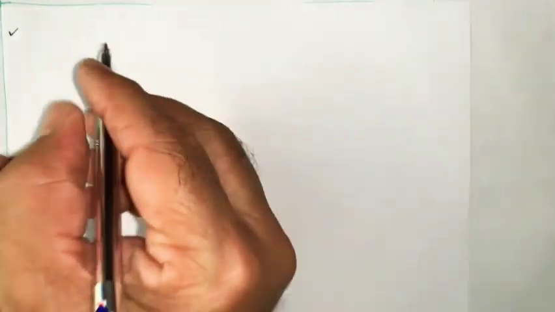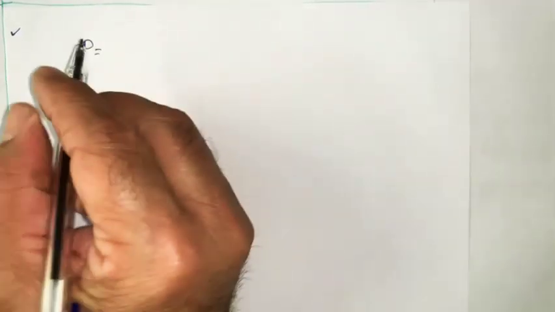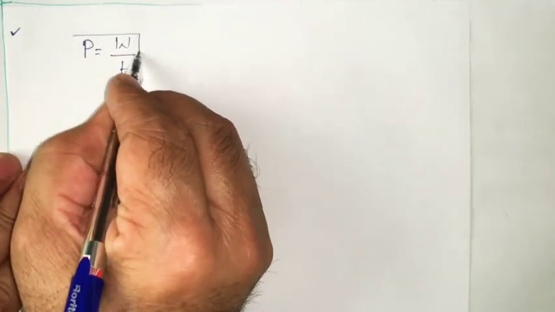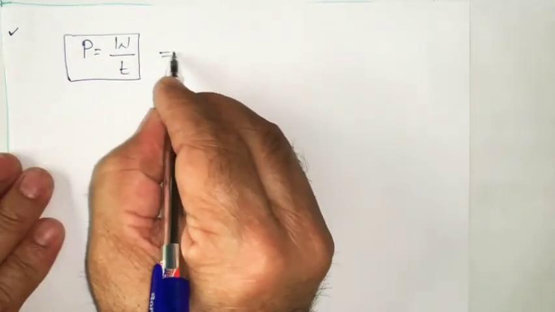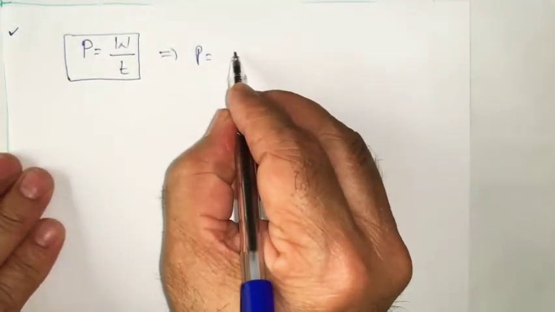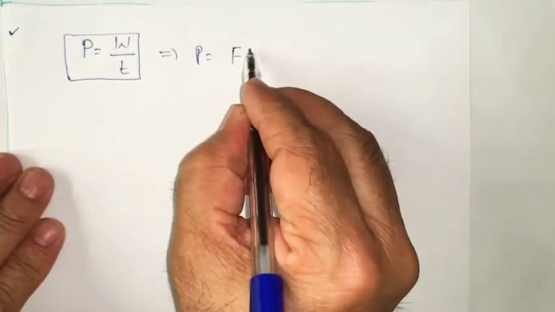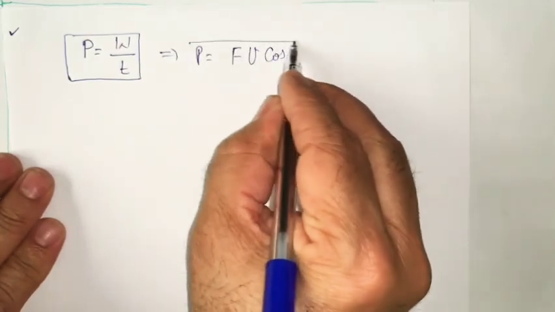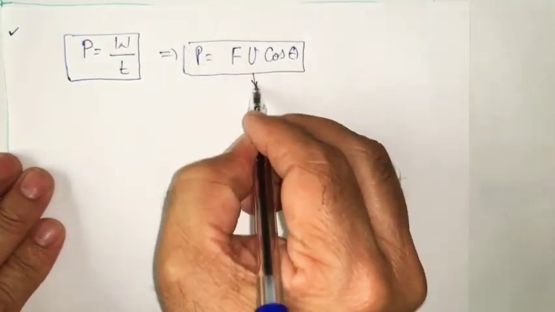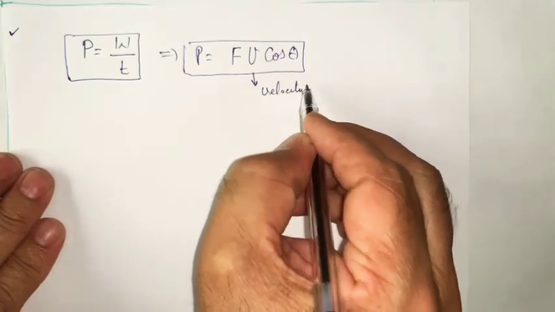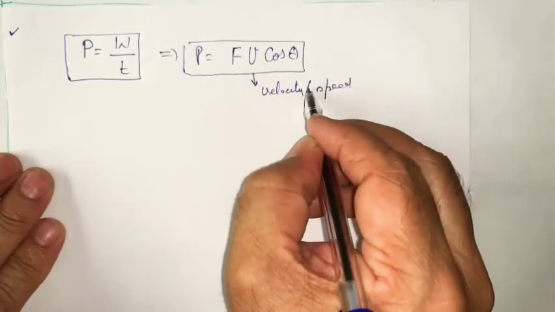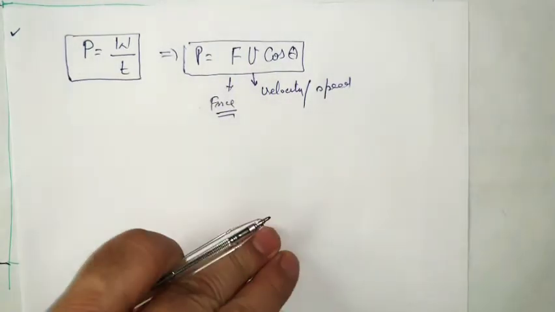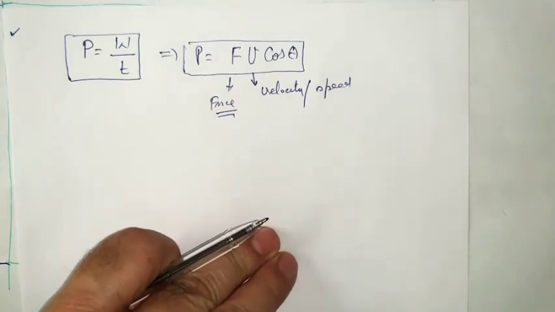Then about next, power. Basically power is equal to work upon time, or you can also write power is equal to F into V into cosine of the angle between them. Here V is for velocity or speed, F is for force. By this formula you can calculate the power.